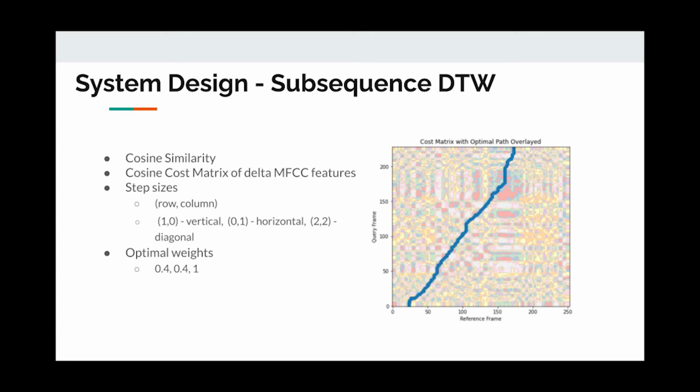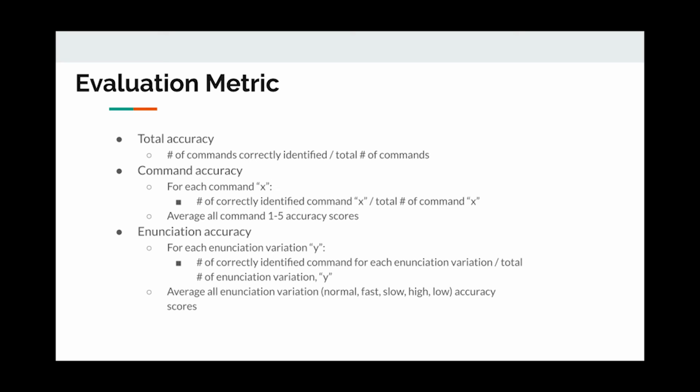Why cosine similarity? It is normalized and not dependent on the magnitude of the matrices, unlike Euclidean distance, which is weighted. Finding optimal weights involves trial and error based on the accuracies we observed. For DTW, we prioritize the diagonal step sizes when finding the minimum distance path. In the case that the query and reference commands don't match, the blue line would be more jagged and the cost would be higher. Let us now talk about how we evaluated our performance.